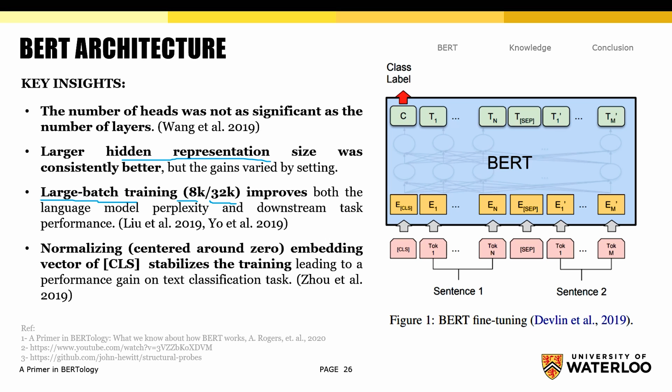Another interesting result was shown by Zhu and colleagues in 2019. They considered that the embedding vector of CLS is not normalized, so they just normalized it, or they centered the vector of CLS around 0. It seems that if you do this, you will stabilize the whole training, and as a result, this leads to a performance gain on text classification tasks, which is quite desirable.